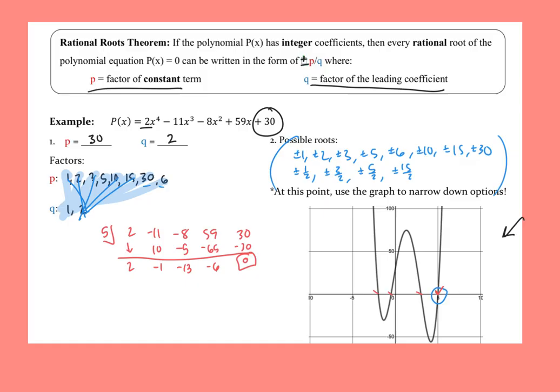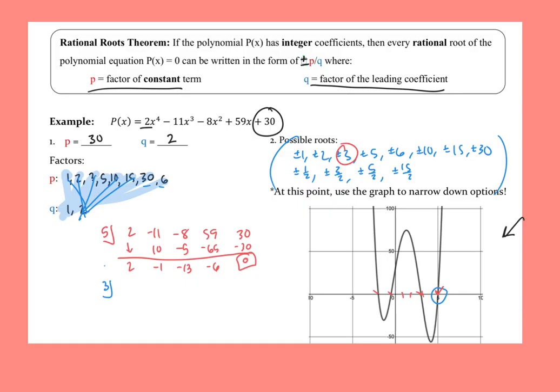So my goal is to find the other 2. Well, if that's 5, maybe 1's here, 2's here, 3's here. 3 is one of my possible roots. It's not going to be 4 since it's not up there. So I'm going to try 3 for my next one.